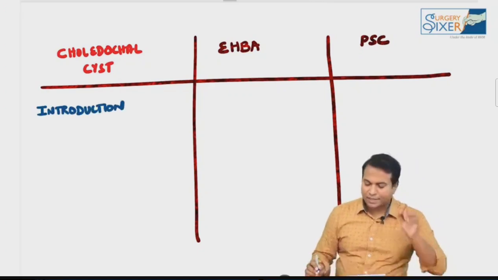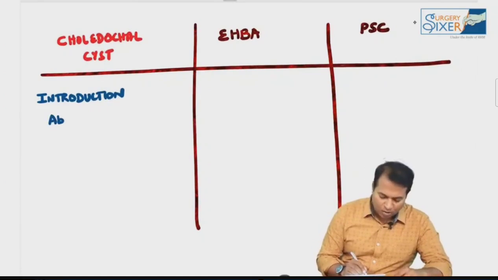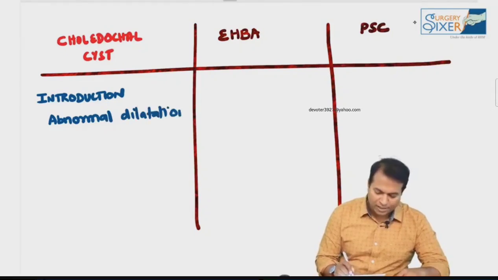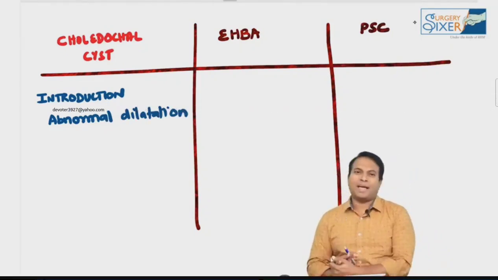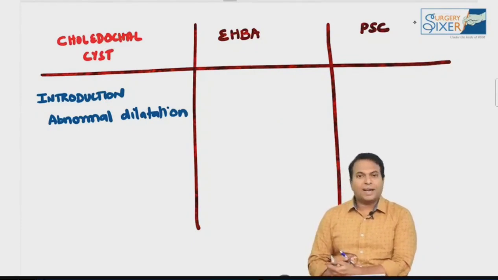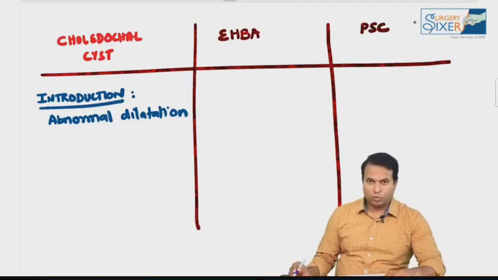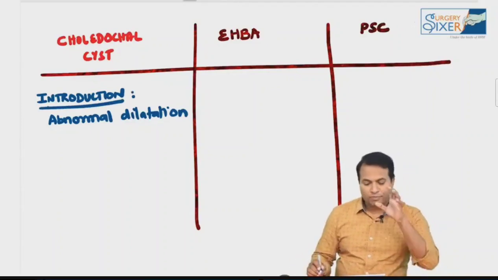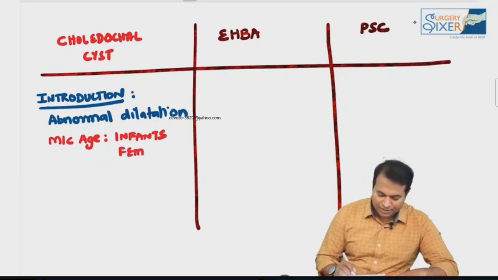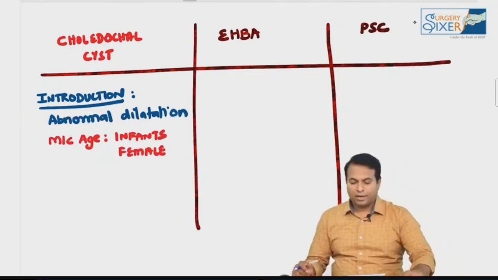Number 1, introduction. Please remember, choledochal cyst means abnormal dilatation of bile duct. The bile duct is normally 6 mm in diameter. If it is abnormally dilated, it is known as choledochal cyst. In the pediatric age group the diameter varies and is increased. The most common age group of choledochal cyst is infants, and it is common among female infants, the female child.